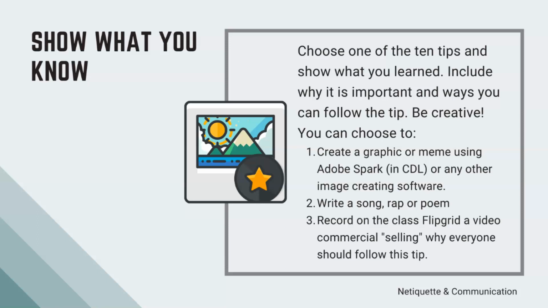You can create a graphic or a meme using Adobe Spark, which is in Cobb Digital Library, or any other image creating software. You can write a song, a rap, or a poem, or you can record on the class Flipgrid a video commercial selling why everyone should follow this tip. So you're going to choose one tip and you're going to promote it in some way, whether it's a graphic or a meme, a song or a rap or a poem, or in a commercial on Flipgrid.